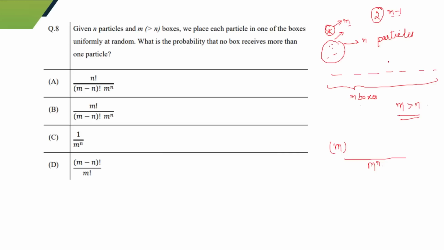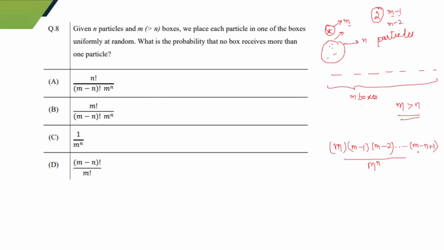Now for the second particle, how many choices do I have? I have m minus 1 choices, because I have placed the first particle in a box, so I can't use that box again. So I am left with m minus 2 boxes for the third particle, right? And similarly, we have n particles, so I can place the nth particle in m minus n plus 1 boxes, right? That's how we get our probability.